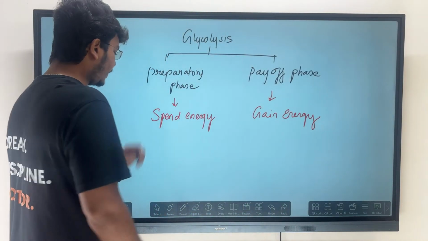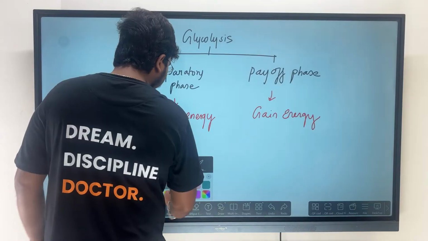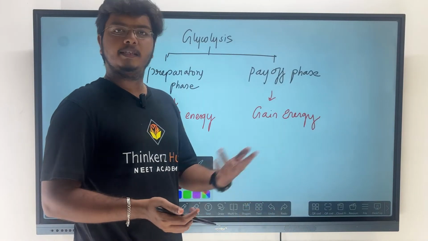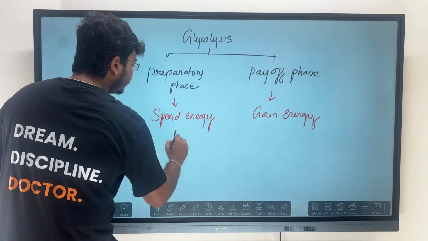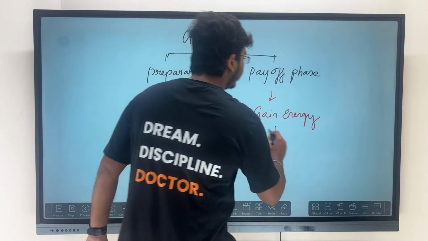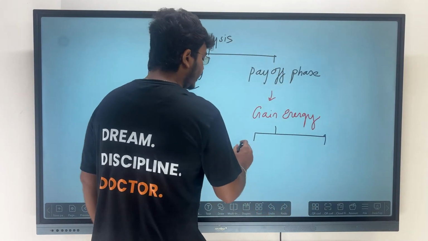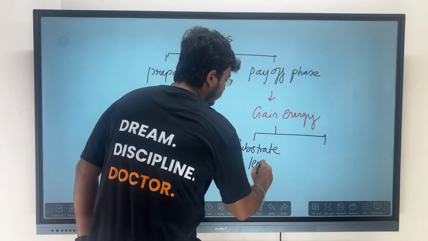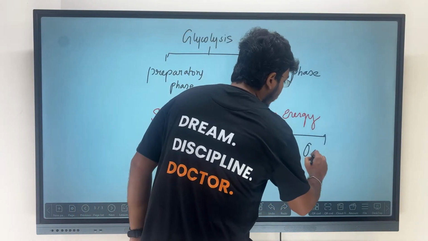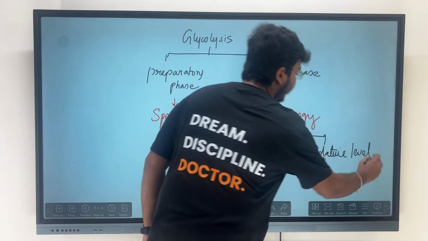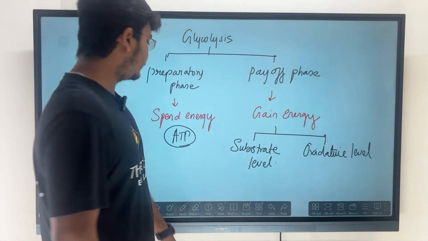Okay, when we are spending energy, we know that ATP is the energy currency, or the form of energy is ATP, right? So here we will spend ATP, and while we are gaining, we will gain in two forms. One is at a substrate level, and another one is an oxidative level.